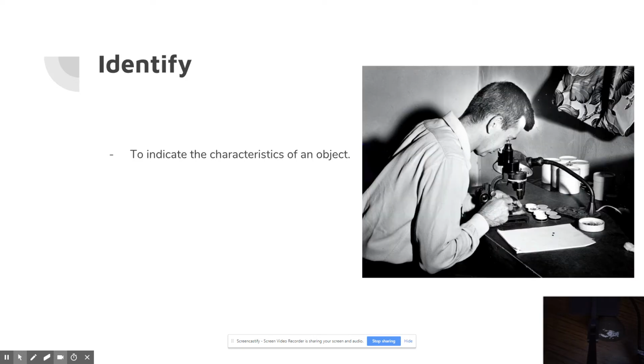All right, next, identify. And that's to indicate the characteristics of an object. Okay, so you got a scientist there looking through a microscope and he's looking at something.